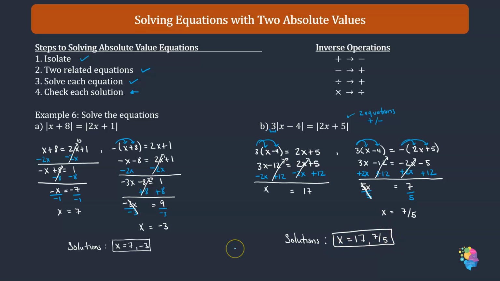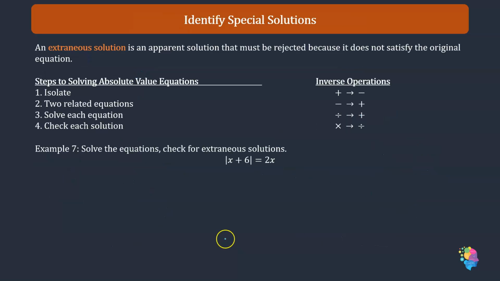Now, I know that you have been checking your solutions to make sure that they work. Why is it important to check the solutions? Because sometimes the solutions don't work. For example, this example 7. When the solutions don't work, that means that you have to reject one of them or both of them because they don't satisfy the original equation. Those solutions, the solutions that don't work, they're called extraneous solutions.